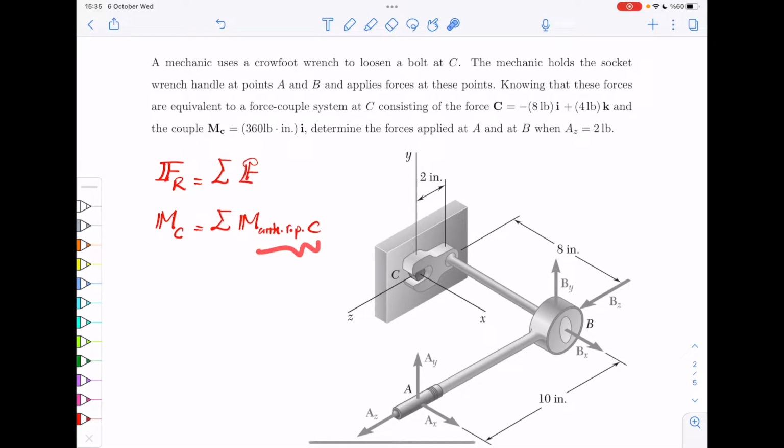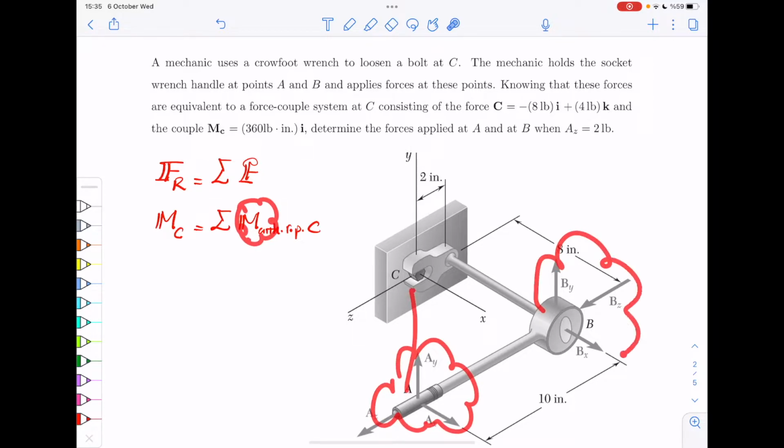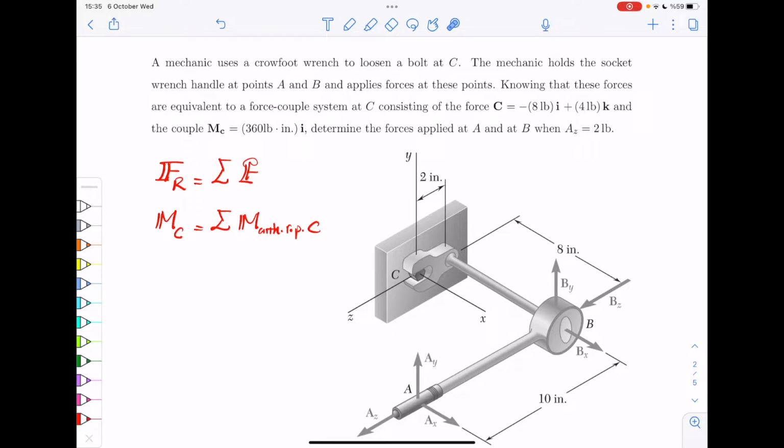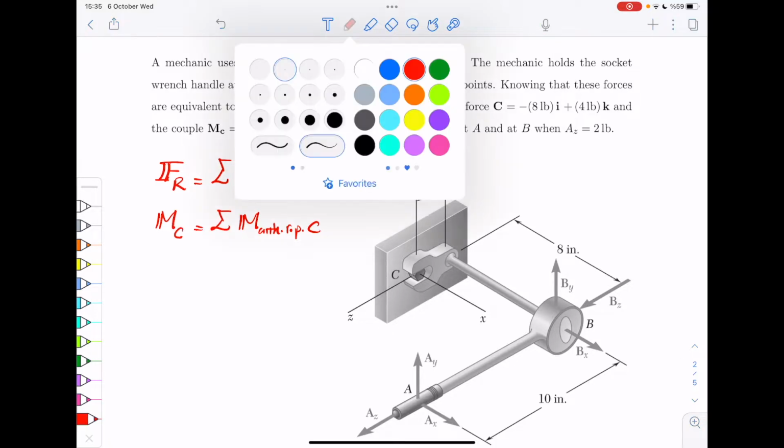But in order to make sure that you can distinguish between the 2, I also write it more clearly on the right-hand side. What I'm trying to say is that these moments that I'm talking about are the moments of these forces with respect to point C. They are not the moment that we had previously at point C. All right.